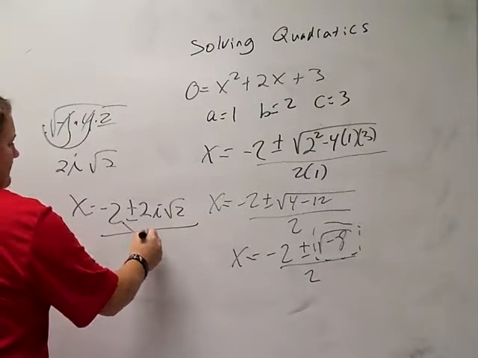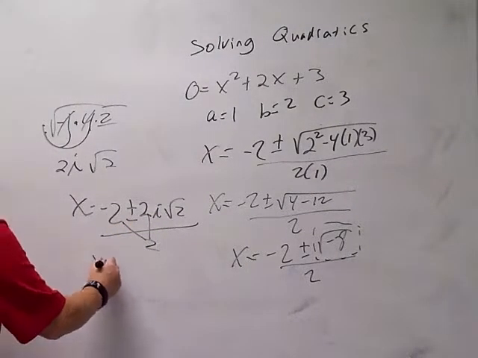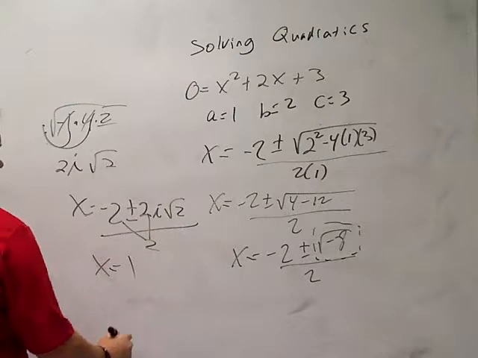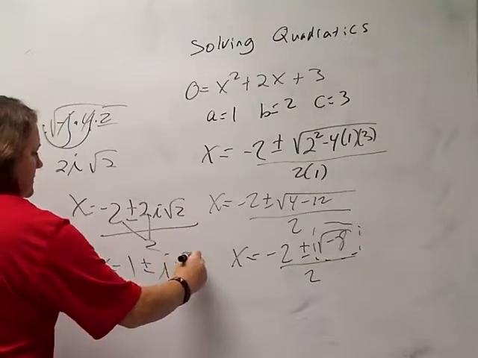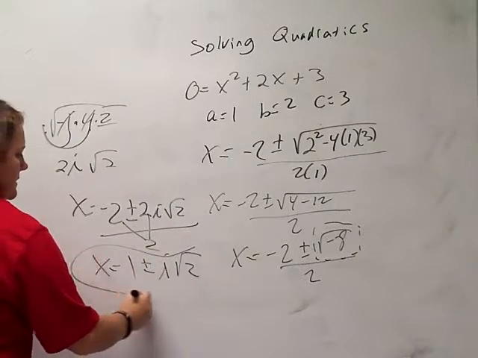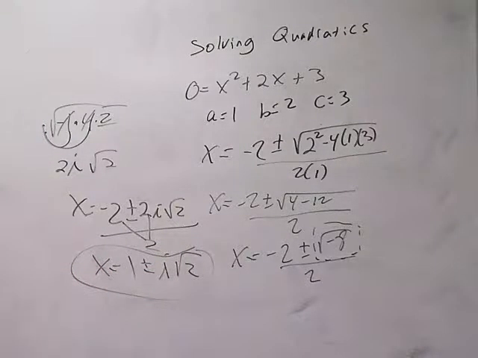Now I can divide everything by 2. So it gets me x equals 2 divided by 2 is 1, plus or minus 2i divided by 2 is 1i square root of 2. That's my final answer: 1 plus or minus i square root of 2.